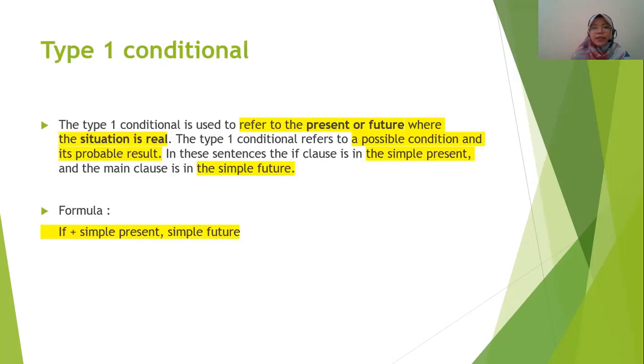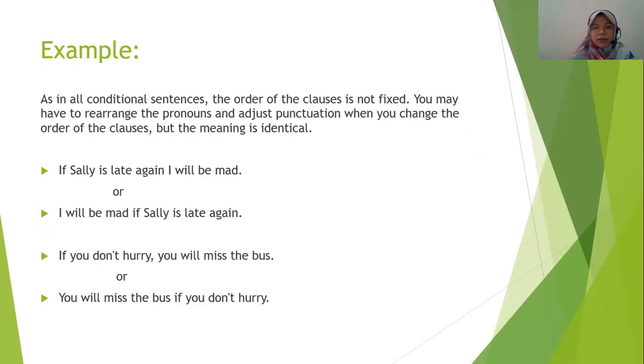And then the second type is type 1. Type 1 refers to the present or future where the situation is real. So the type 1 conditional refers to a possible condition and its probable result. In the sentence, the if clause is in the simple present and the main clause is in the simple future. So if the zero conditional uses simple present both before and after the comma, the type 1 conditional uses different tenses in one sentence. Before the comma, you need simple present, and after the comma, you need simple future. So this is the formula. I put it below the explanations.